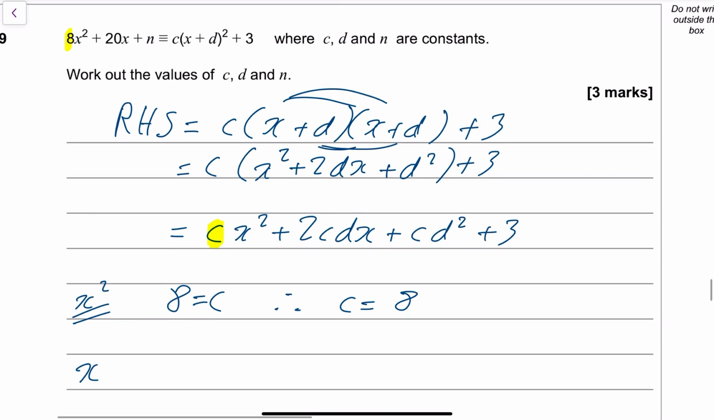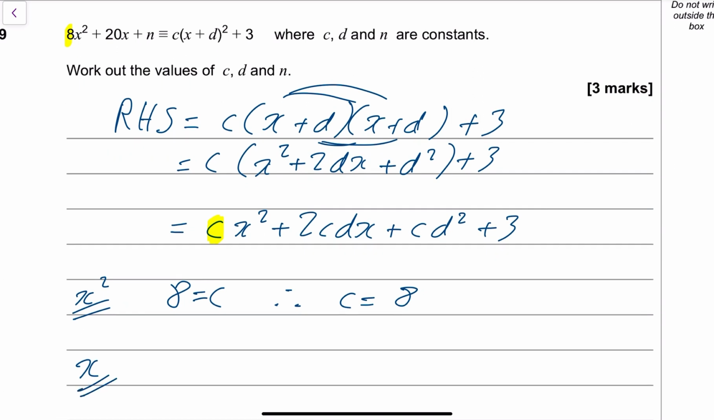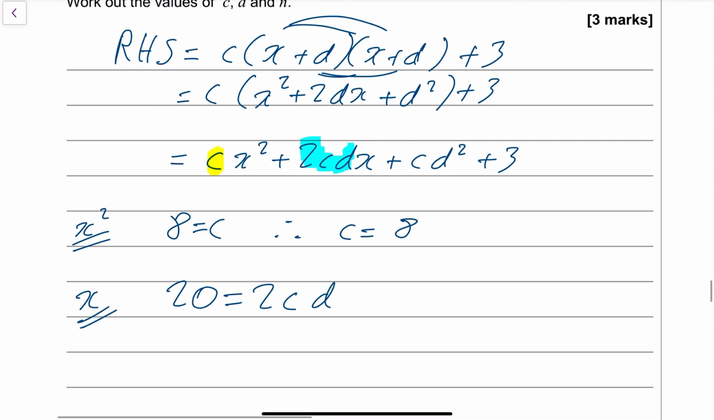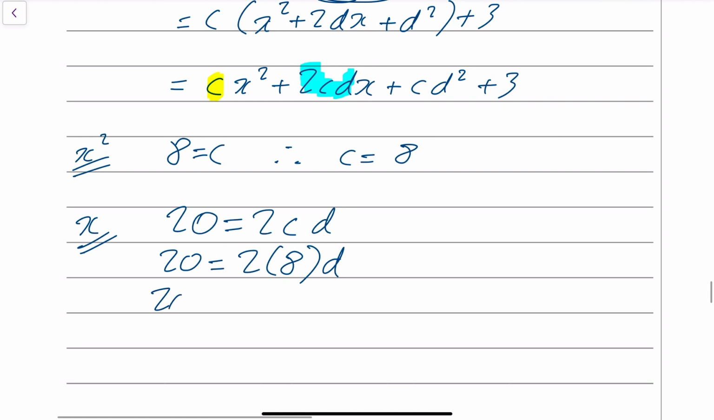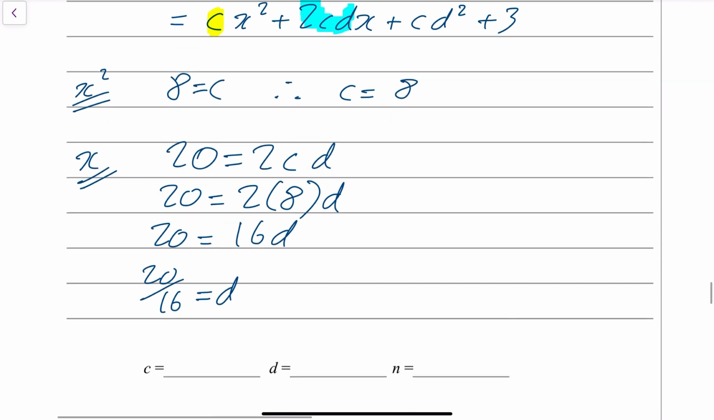My x terms then I can do. So if I look at my x terms, 20x equals 2cd, so 20 equals 2cd. So that's the same as 20 is equal to 2 times 8 times d. D is not going to be very nice. So that's 16d. So 20 over 16 equals d. A wee bit of cancelling down here. Top and bottom divide by 4 to give you d is equal to 5 over 4, or 1.25.